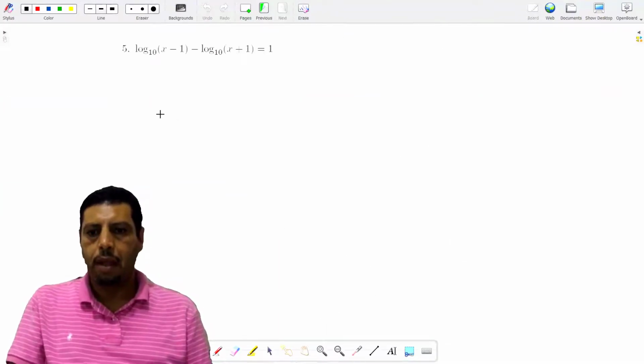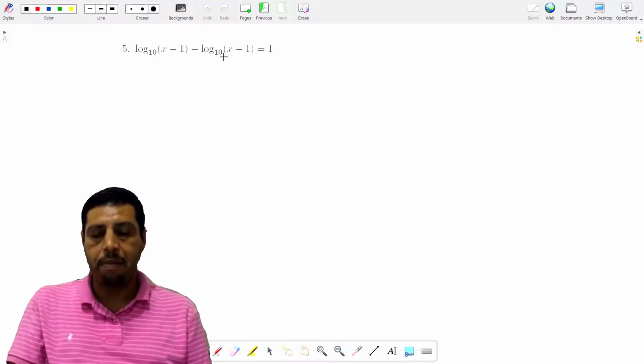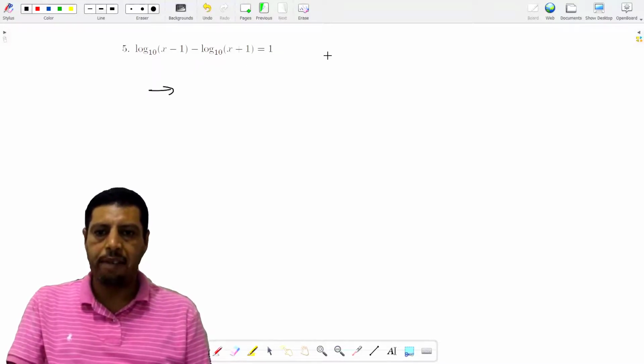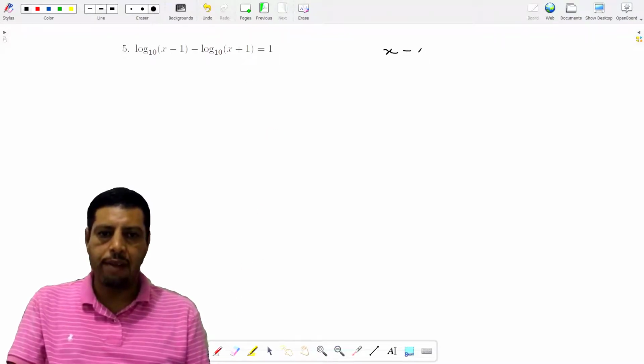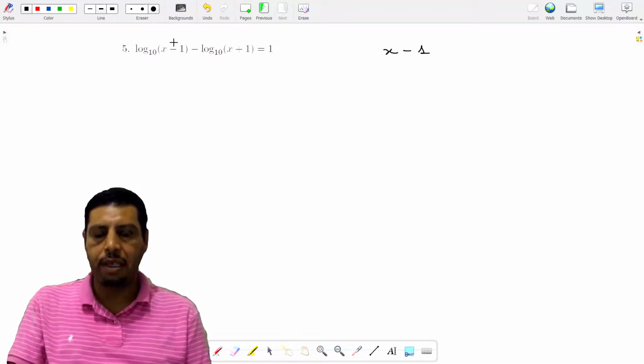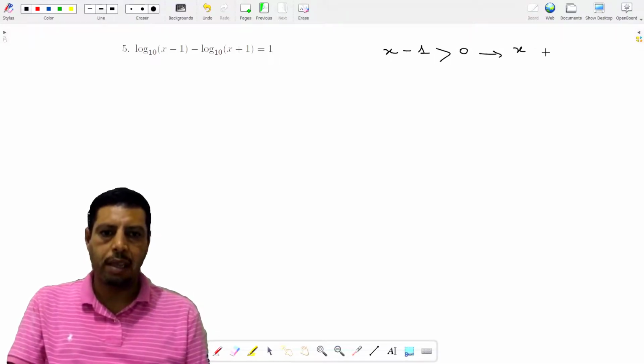Next one. Log 10 of (x minus 1) minus log 10 of (x plus 1) equals 1. Here, we'll use the difference property. Log a minus log b is equal to log a over b. So we're going to apply this. But first of all, let's determine the domain of our equation. We have to check that our x minus 1, the argument of the first logarithm here, is greater than 0, which makes x greater than 1.